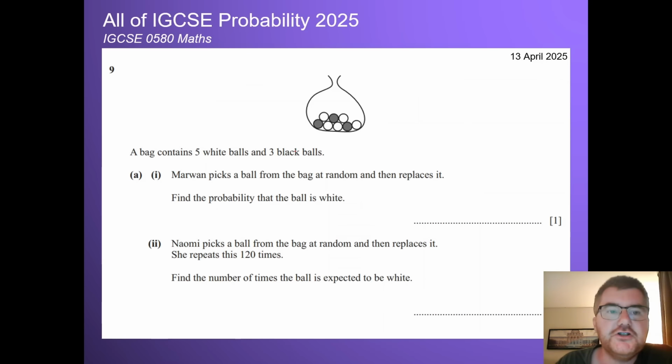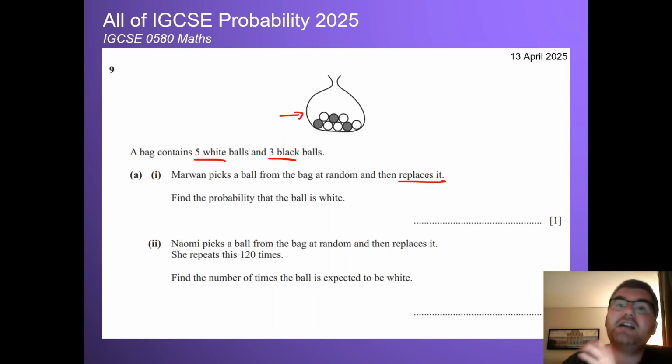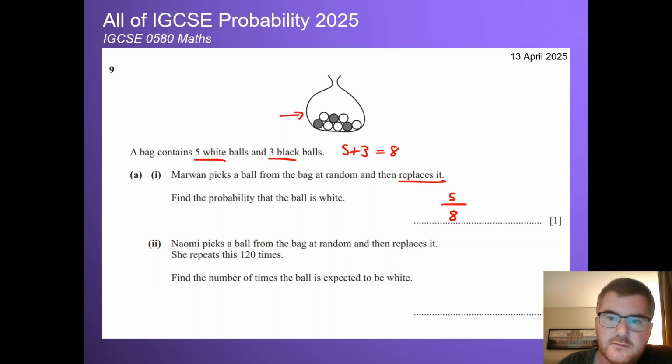Okay, on to question 9 here. So a bag contains 5 white and 3 black balls. Nice little picture to help us here. Marwan picks a ball from the bag at random and replaces it. That's important. Find the probability that the ball is white. So again, these standard 1 markers, we have 5 white balls out of 8 in total. 5 plus 3 is equal to 8. Something slightly different here, so that's nice.